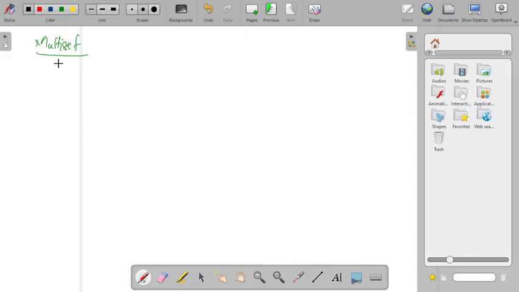Good morning all. So in today's class we will define what is called a multi-set.